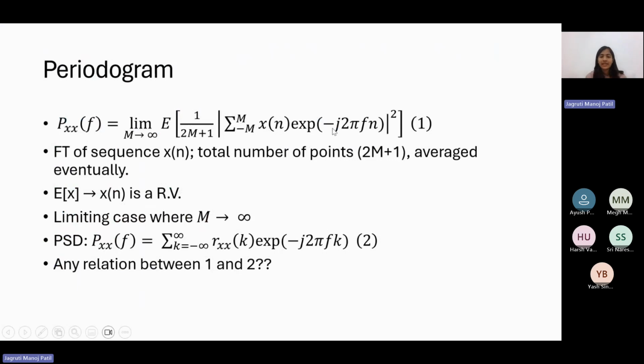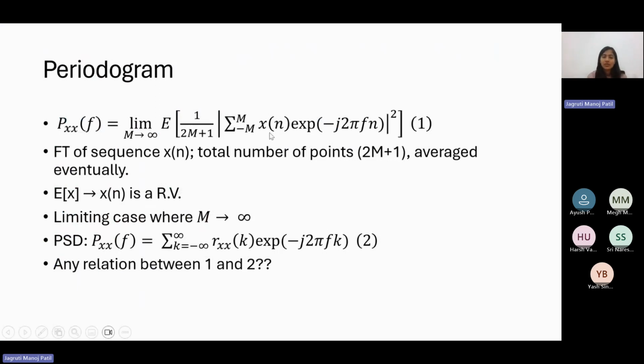Now here, what exactly are we doing? If you visualize it, we normally write the definition of the Fourier transform similarly like this, and then we average it eventually. So this is the random variable, as I said, and then we are taking the limit as it goes to infinity, the infinite extreme case. Then, if it's a power spectral density, we can also estimate this periodogram in similar ways.